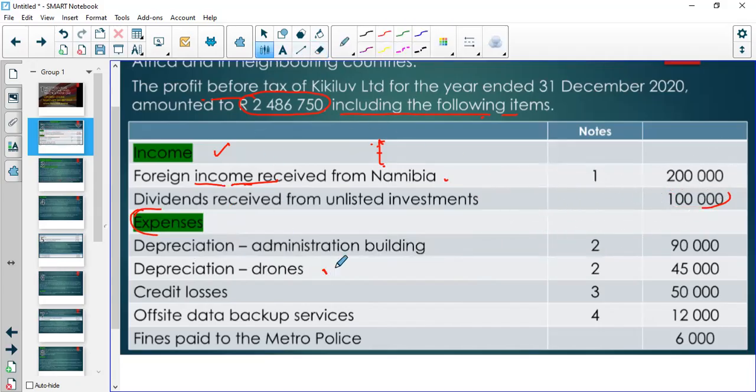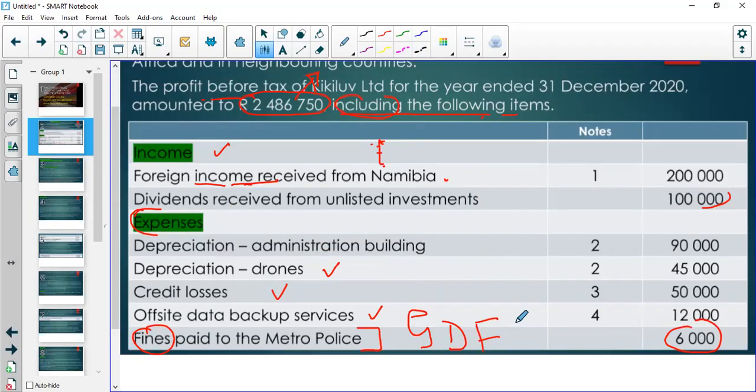Okay, so let's go to this. So we have a depreciation for drones. Then we have credit losses. Then we have this. So these fines paid to Metro are not tax deductible. So they have been included here in the profit before tax. But remember that for us to deduct something according to the gross deduction formula, if you remember the gross deduction formula, it says the expenditure should be in the production of income. So a fine is not deductible because it's not in the production of income, right?